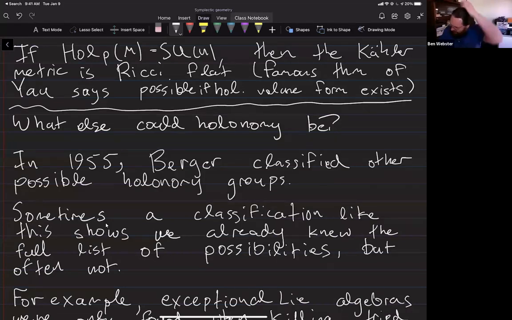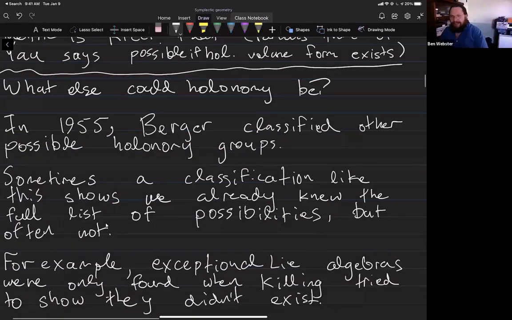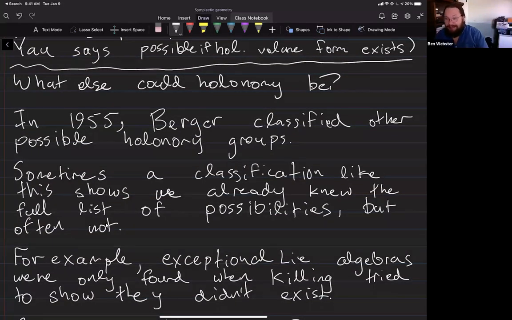An example of this I really love is when Killing sat down to try to classify simple Lie algebras. I think he thought that SO(n), SL(n), and the symplectic group gave you a full classification. Those were the ones that people knew. But in fact, he tried to prove it and he said, oh, no, there are these other weird cases where things aren't working out. And he constructed five exceptional Lie algebras.